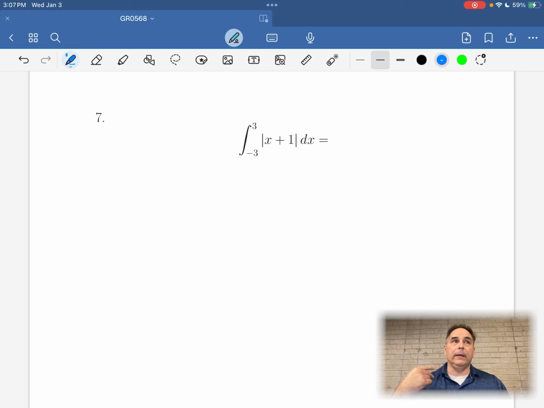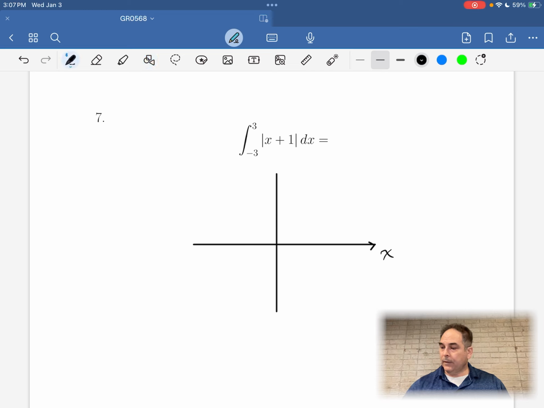Before we take either of these approaches, it's useful for us to plot the graph. Okay, so let's first plot the graph. So draw a graph, draw some axes. Okay, and we ask, what does this function do? Okay, so x plus 1, absolute value.